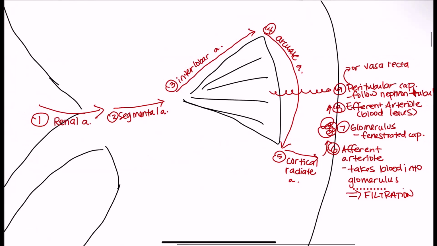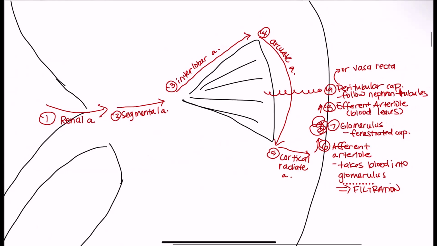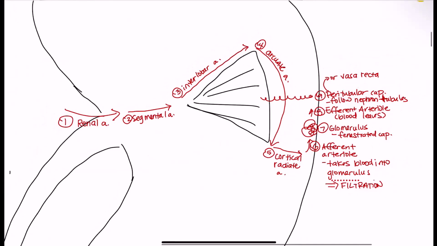So we're tracking our blood here. Blood will come in the renal artery, travel to our renal pyramid in the segmental artery, in between the lobes the interlobar, arch over the pyramid the arcuate artery, then the cortical radiate artery, and then we'll do the glomerulus thing: afferent, glomerulus, efferent, and then we have the capillaries. And then as veins, we just reverse that process. So let me show you what those vasa recta and peritubular capillaries look like.